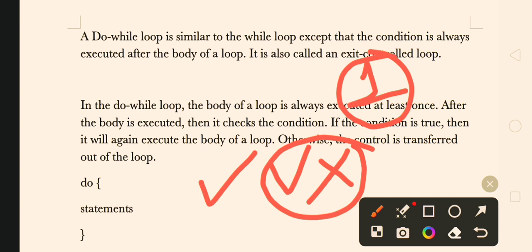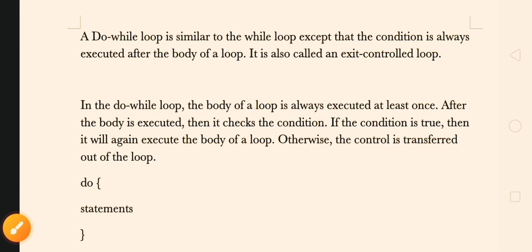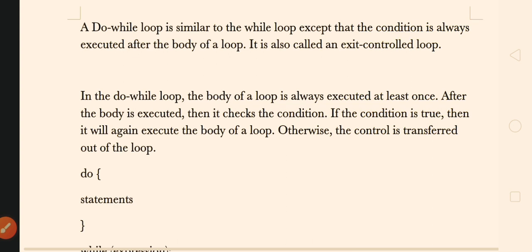So the question may be asked, in which looping statement will one execution of the body happen not depending upon the condition? It is the do while loop, because here the condition is checked after the processing of the body. After the body is executed, then it checks the condition. So the main difference is clear. If the condition is true, then it will again execute the body of the loop. Otherwise, the control is transferred out of the loop.